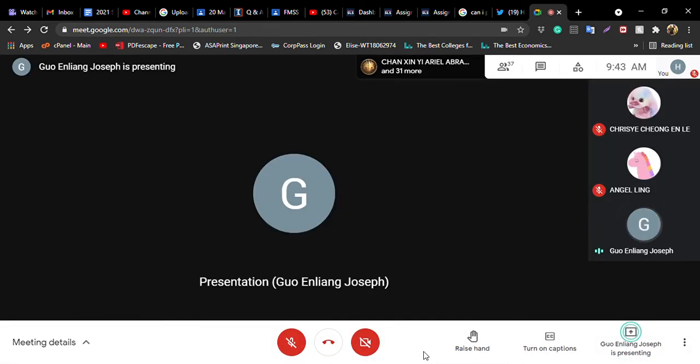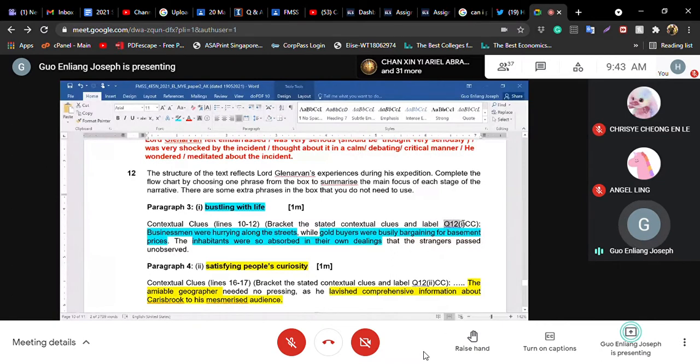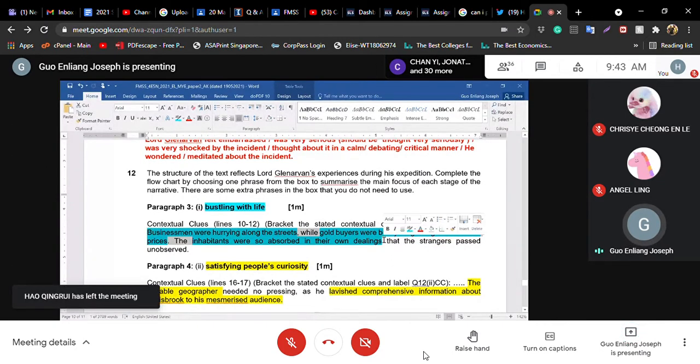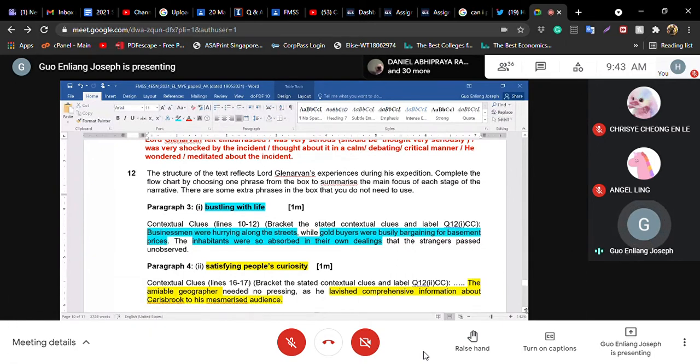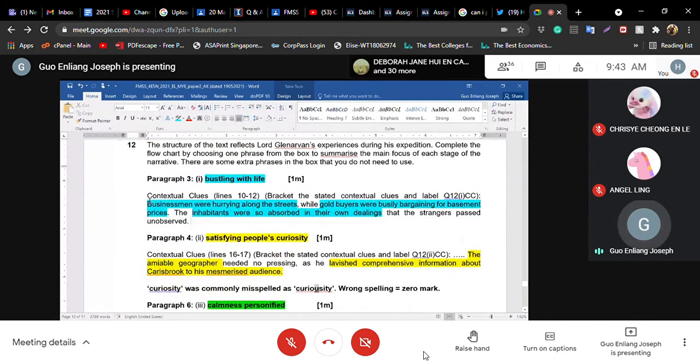Go to your insert, lines 10 to 12. Label Q12 part 1 CC and highlight only the words that are in blue. These are the contextual clues that tell you the answer is bustling with life. For example, businessmen were hurrying along the streets. Gold buyers were busily bargaining for basement prices. Inhabitants were so absorbed in their own dealings. All these are the three clues that tell you it's bustling with life.